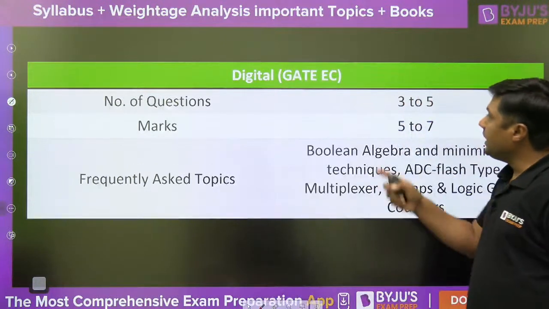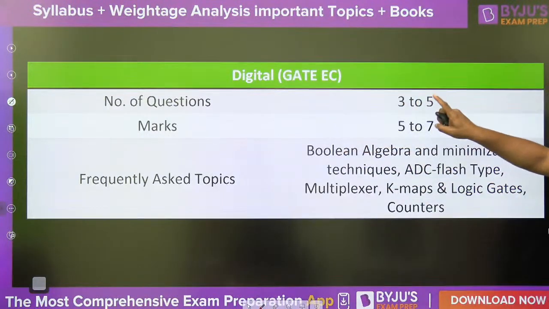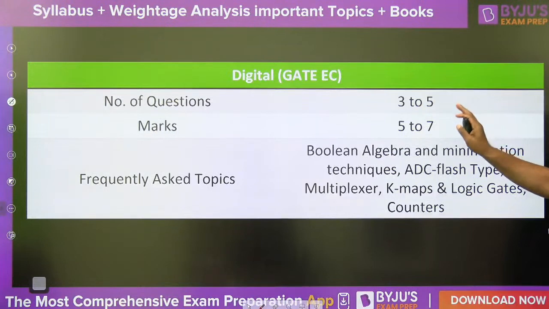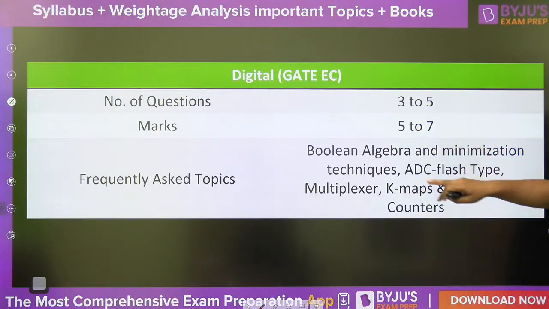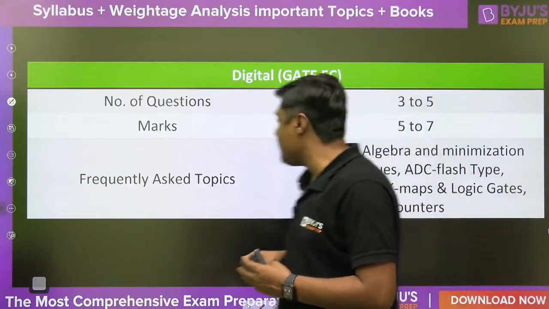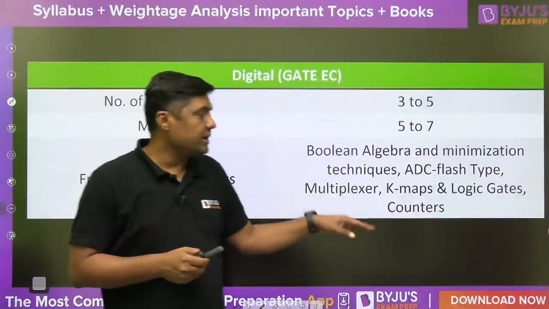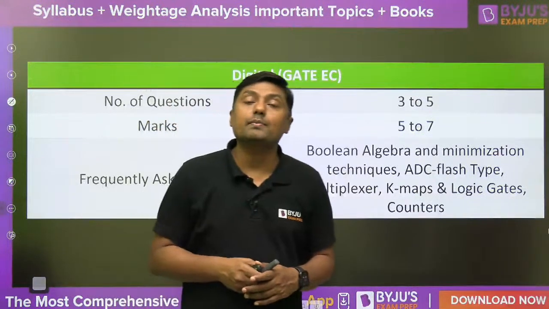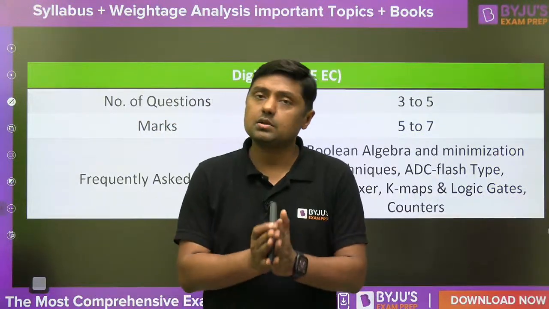Okay. Then the number of questions in electronics is 3 to 5. Total marks is 5 to 7. Again the Boolean algebra, minimization technique, ADC, flash type, multiplexer, K-maps, logic gates and counters. These are the important topics for electronics students.